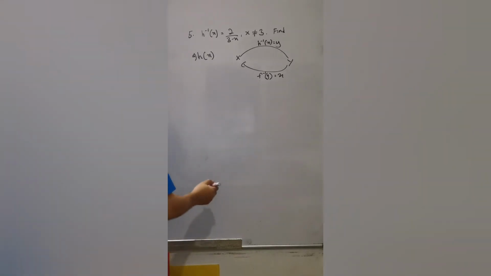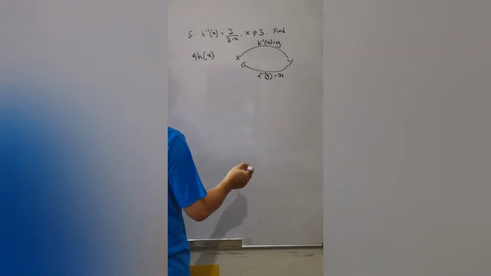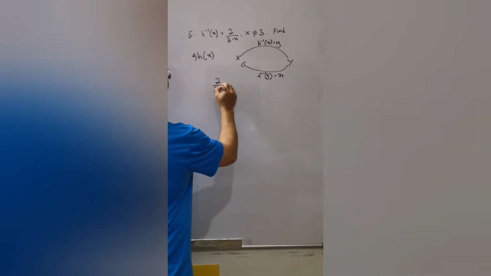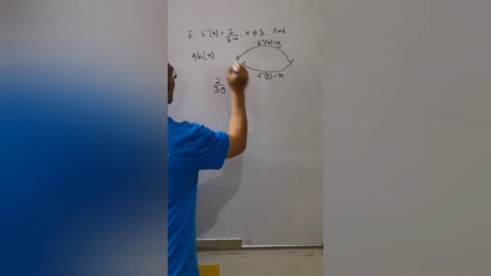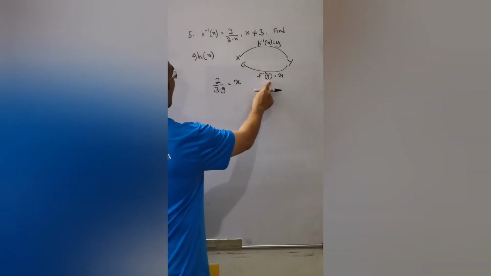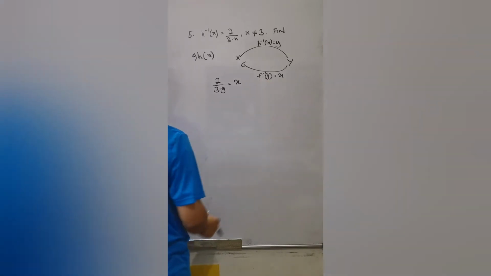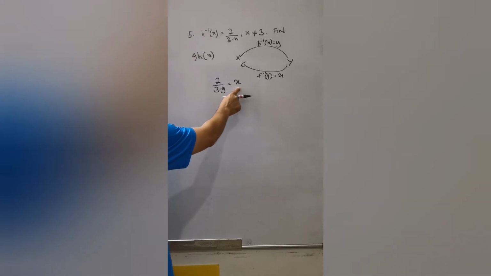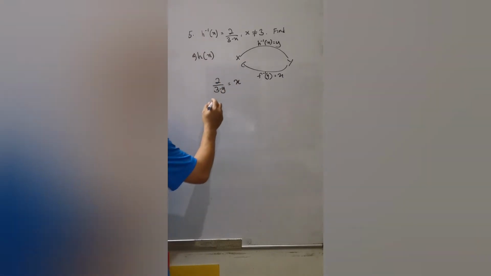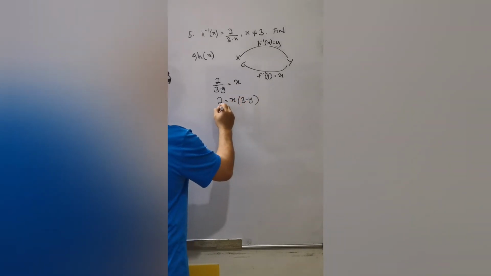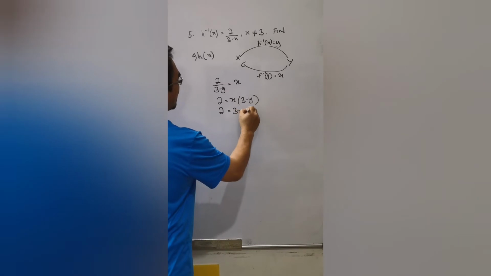Okay, so we just say 2 over 3 minus Y equals X. Replace Y here, right? Then you change the subject. Now the subject is X, make the subject as Y. So 2 equals X times 3 minus Y. 2 equals 3x minus xy.